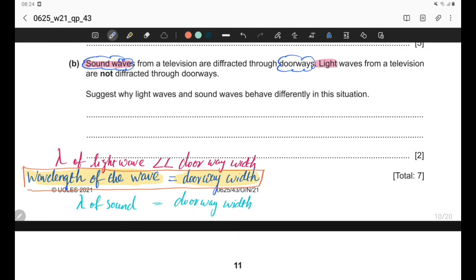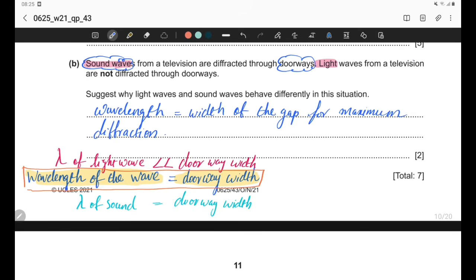So first we can write the condition to have a better diffraction. Wavelength must be equal to the width of the gap for a maximum diffraction. This is the condition we can write for all the questions related to diffraction.